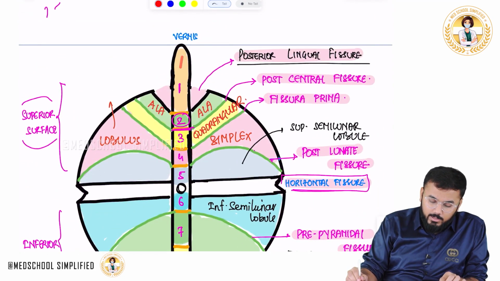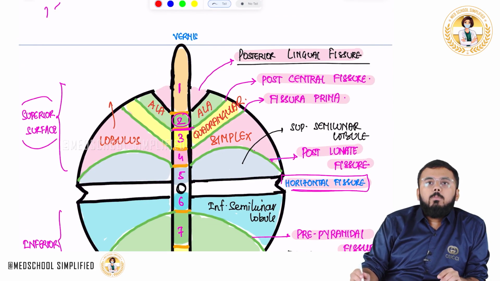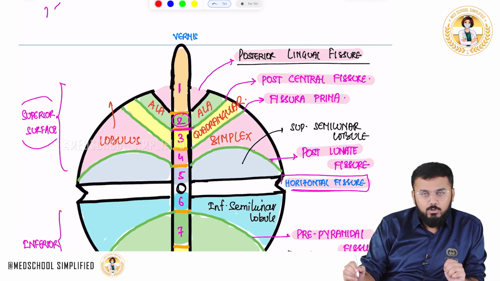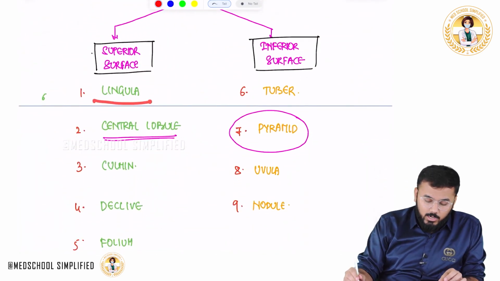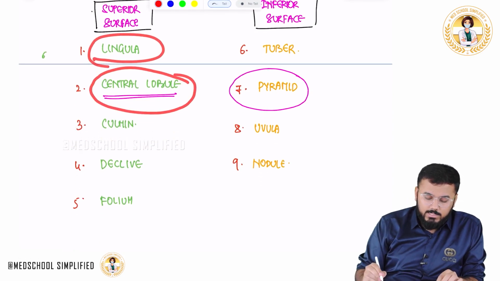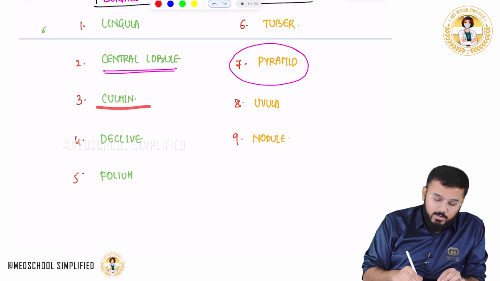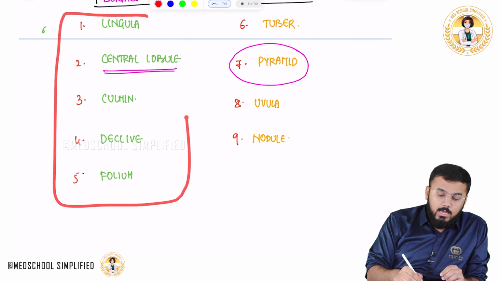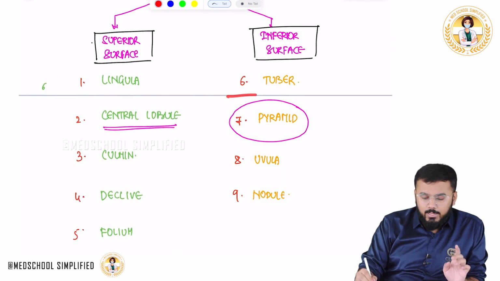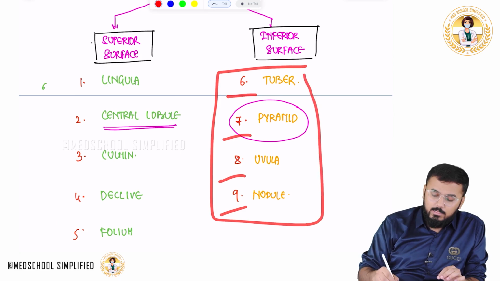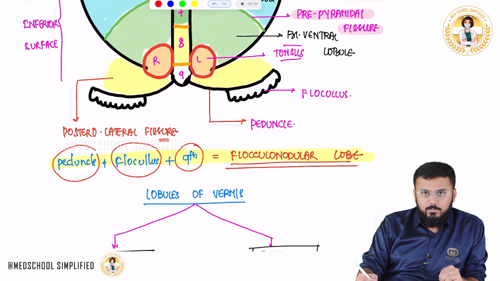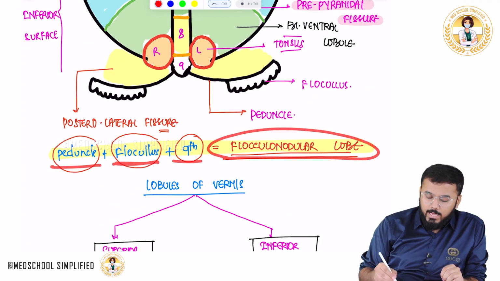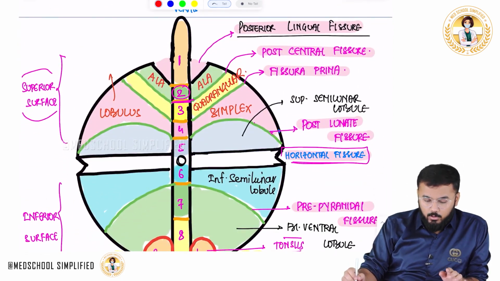If you look over here, the first lobule is not accompanied by any other lobule on the side. It is only accompanied by the posterior lingual fissure on either side, right? So what are the names? The first one is called the lingula, the second one is the central lobule, the third one is the culmen, the fourth one is the declive, next folium. These are the lobules that are present superiorly, okay? In the same way, 6, 7, 8, 9 are the lobules that are present on the inferior surface, okay? So peduncle, folliculus, flocculus and the ninth together are called the flocculonodular lobe.